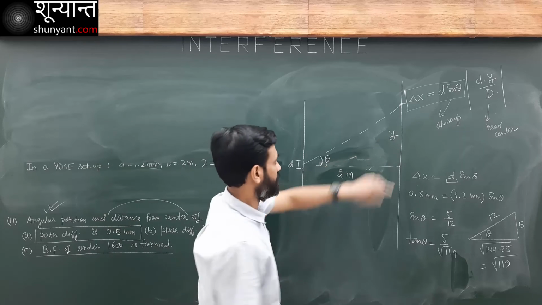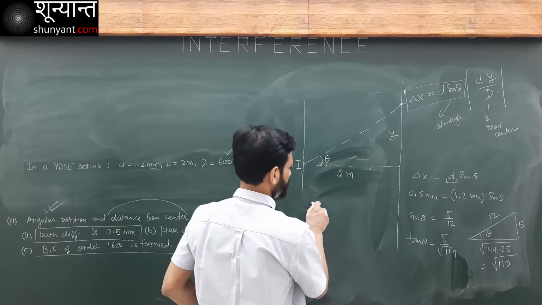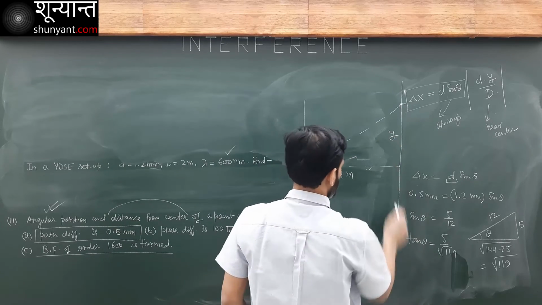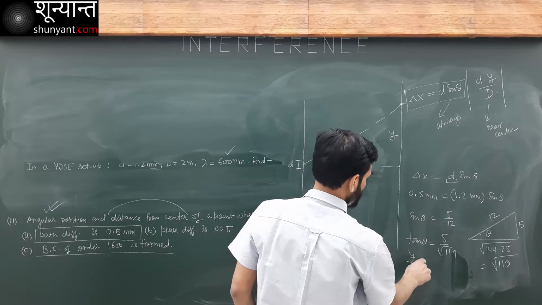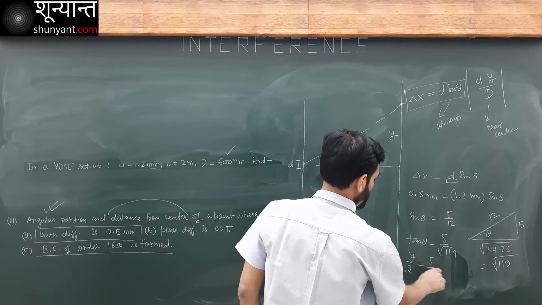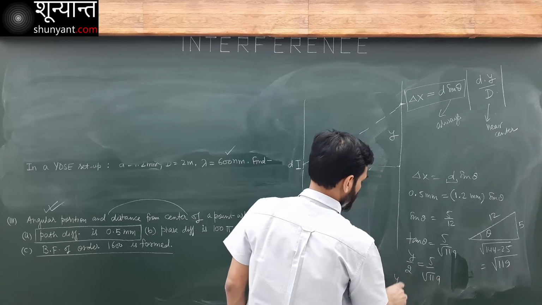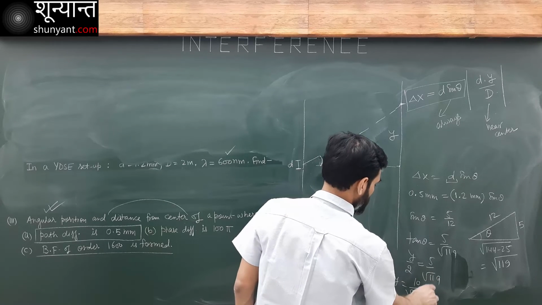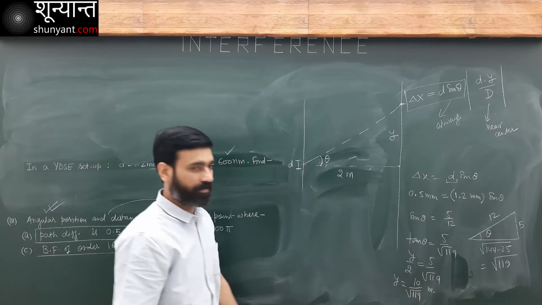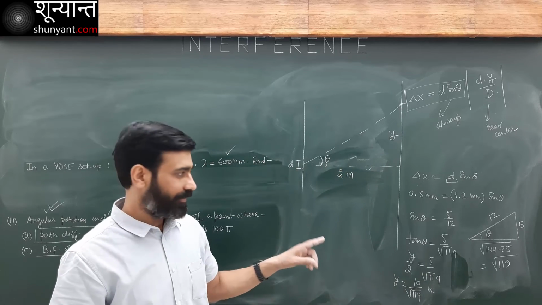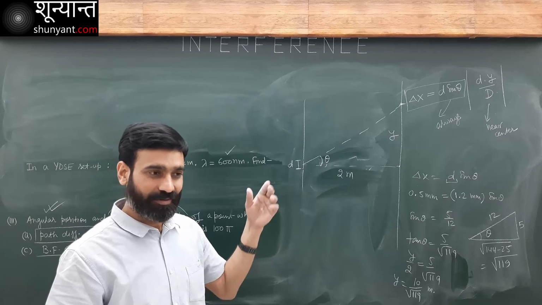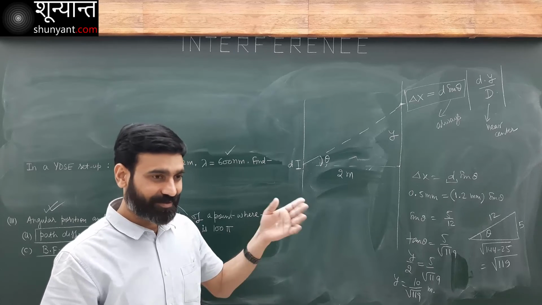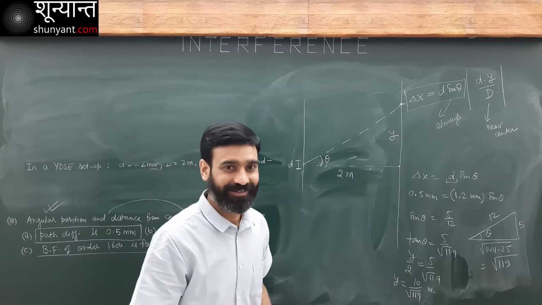Then what will be y? Okay? So tan theta is y over 2, which is 5 over under root 119. Y will be 10 over under root 119 meter. Okay? Answer is in terms of meters. It is not millimeter, centimeter. That's how we do it.